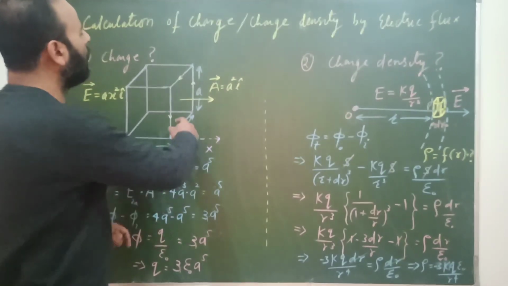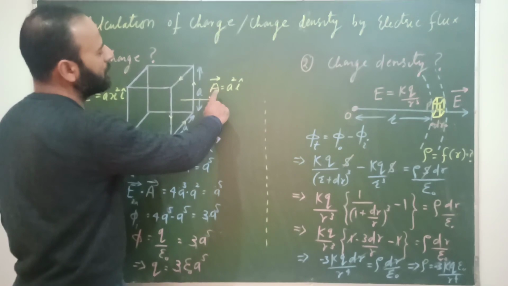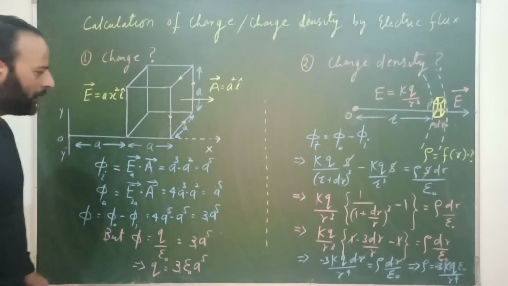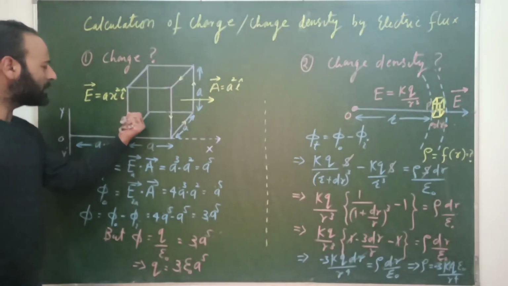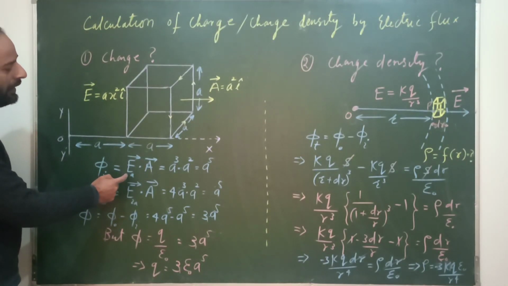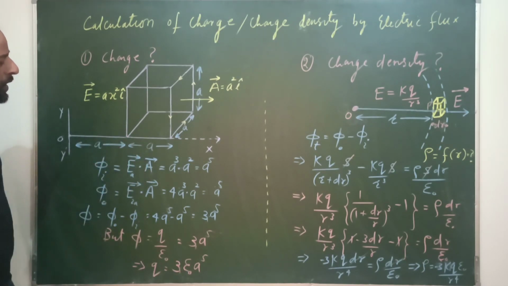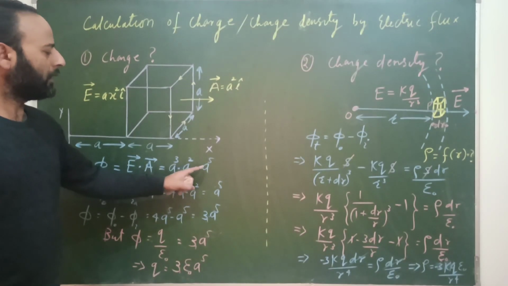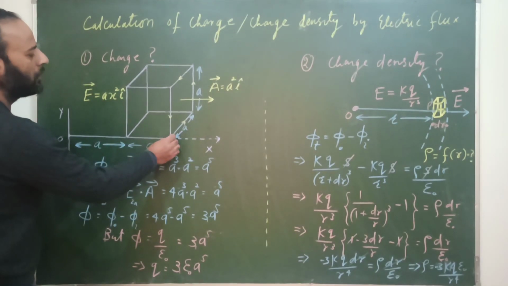Now the area of the surface of the cube through which the electric field is passing is A equals A squared i cap. So the flux passing through the cube at this side, the inward flux, is phi in equals E at the distance A dot A vector. It comes out to be A cubed times A squared, so A raised to power 5.